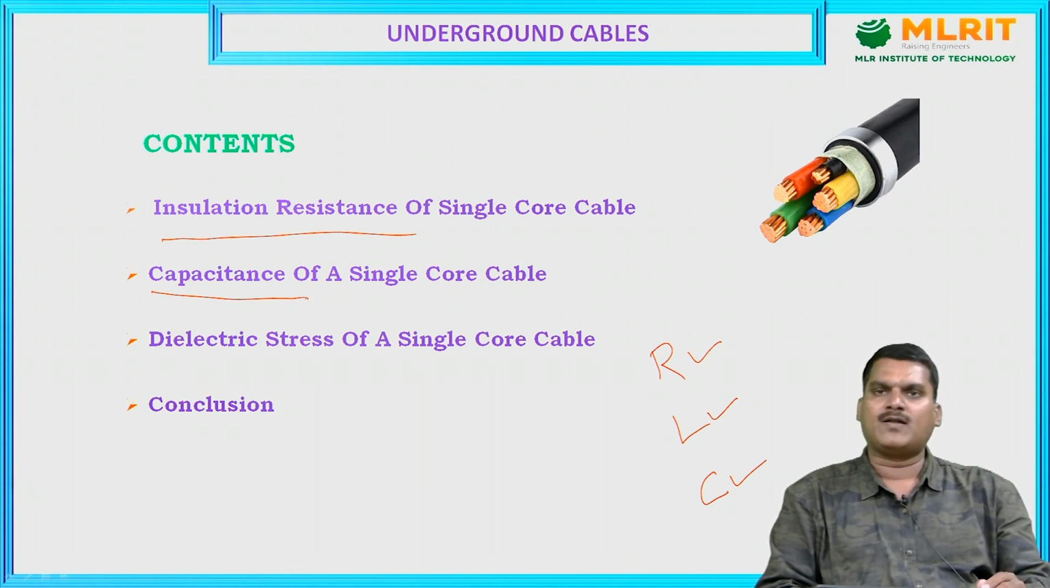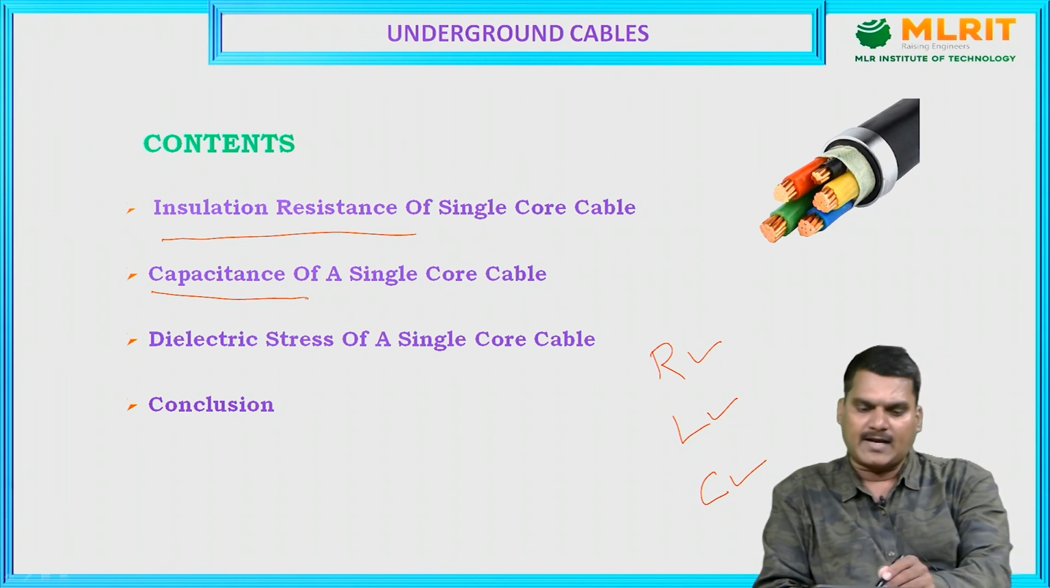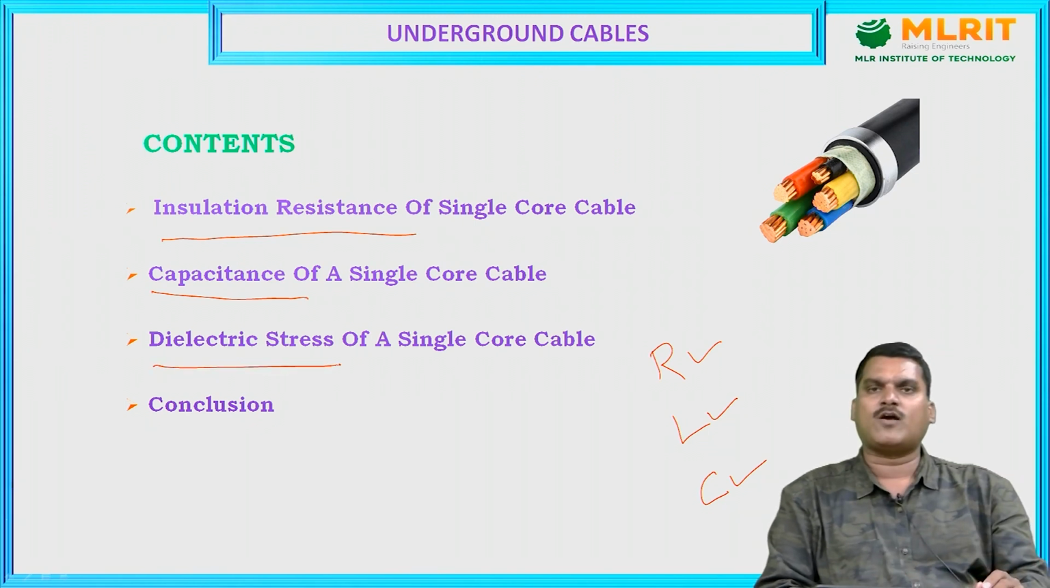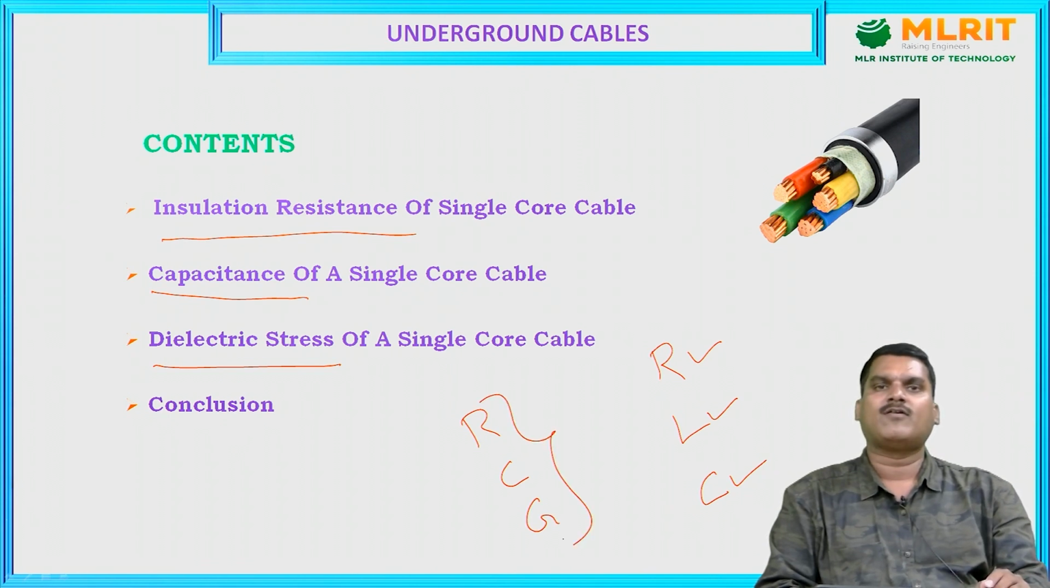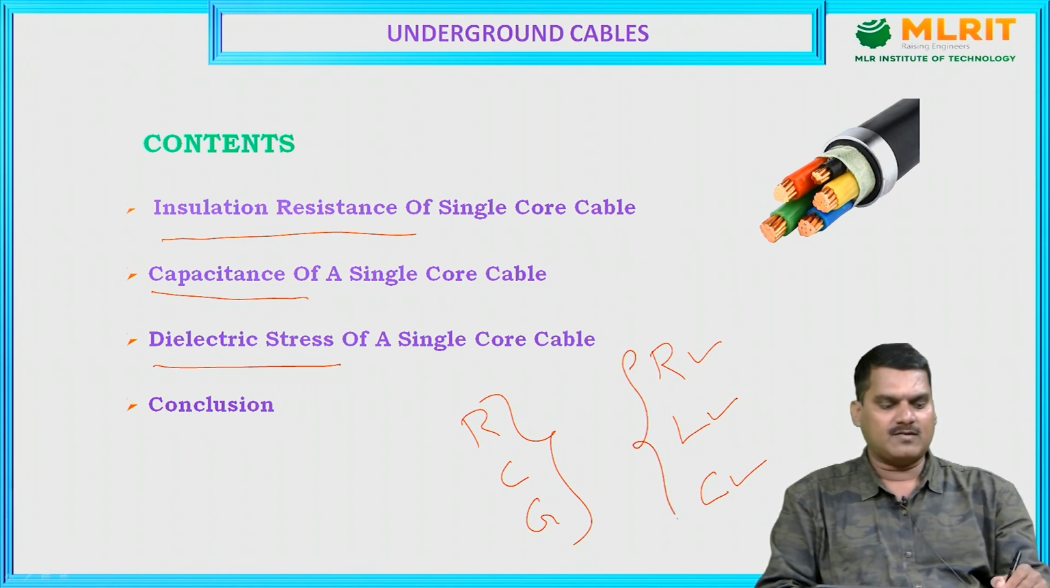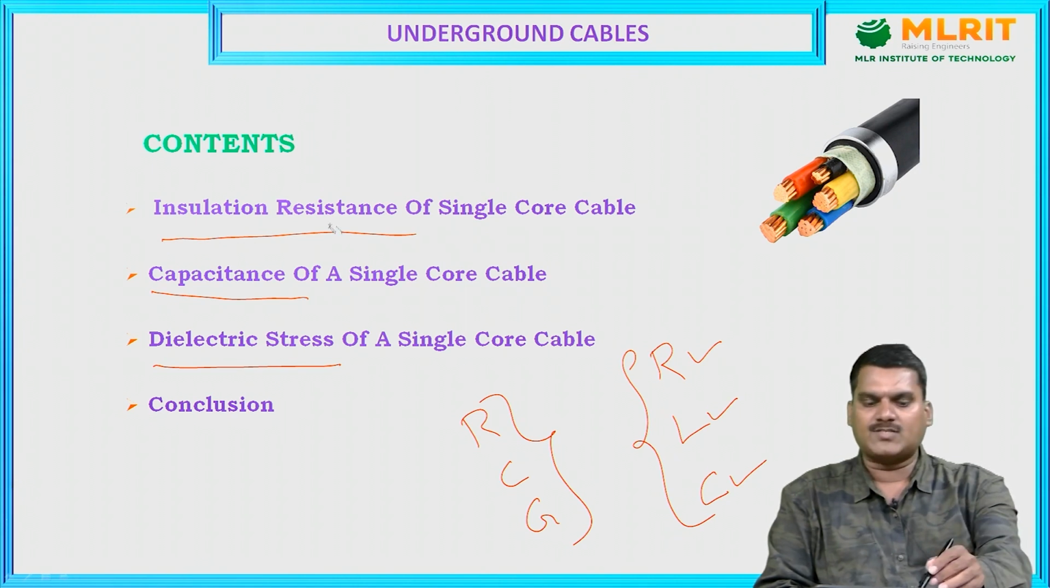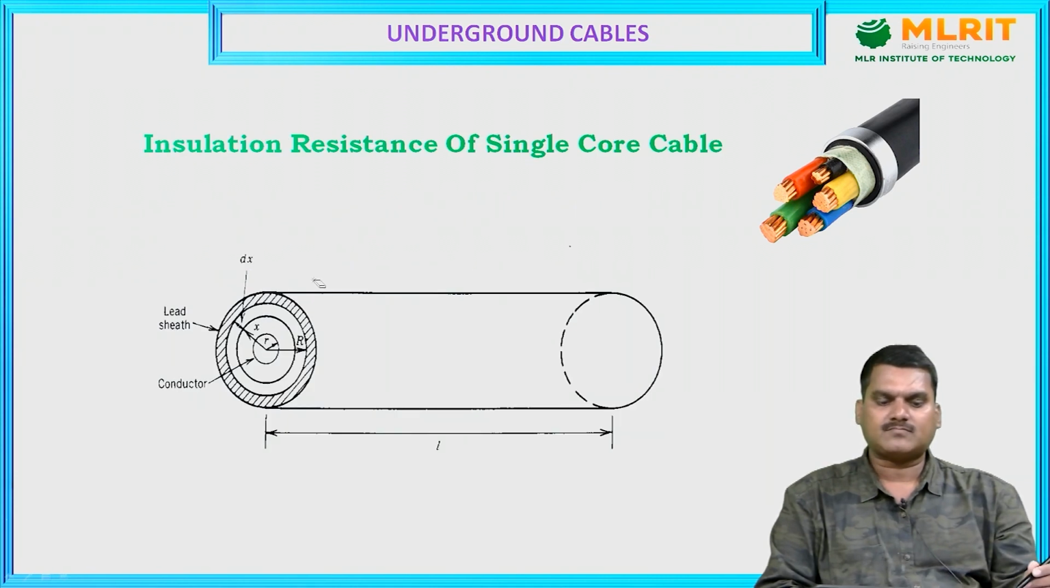And one more parameter in the case of underground cables is dielectric stress. This is also one of the important parameters. So, mainly insulation resistance, capacitance and dielectric stress: these three parameters we need to know in the case of underground cables, whereas R, L and C are the parameters we discuss in the case of an overhead transmission line. In today's lecture, we will discuss the resistance, capacitance and dielectric strength of the underground cable.